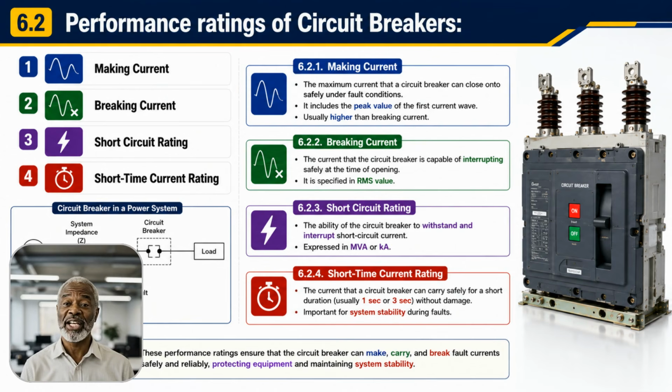Short-time current rating is the current that the breaker can carry safely for a short duration, usually 1 second or 3 seconds, without damage. It helps maintain system stability during temporary faults. The breaker should withstand this current until the protection system clears the fault.